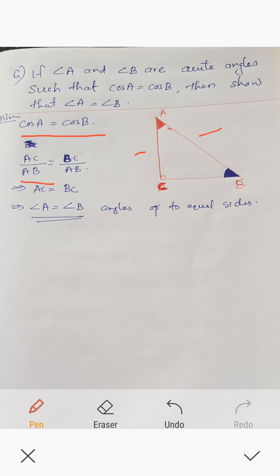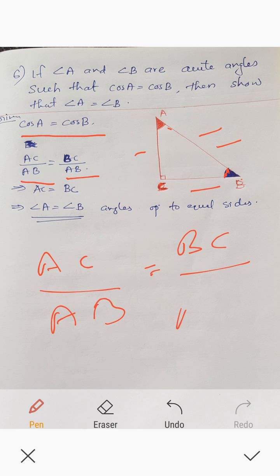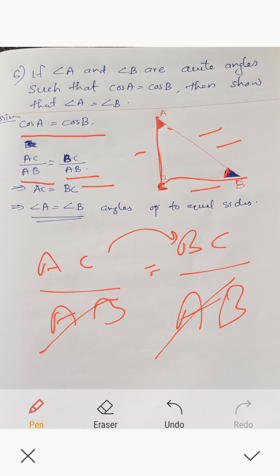And cos B with respect to angle B, what is the cos ratio? Similarly adjacent side by hypotenuse. So adjacent side here is BC. So it is BC by AB. And you see these two. It is actually AC by AB equal to BC by AB. We got like this. And you can see this 1 by AB, 1 by AB is cancelled. And what is remaining there? AC equal to BC only remaining. That means side AC equal to side BC.